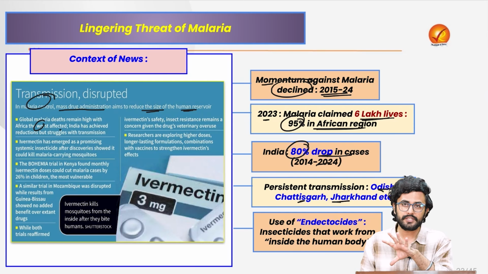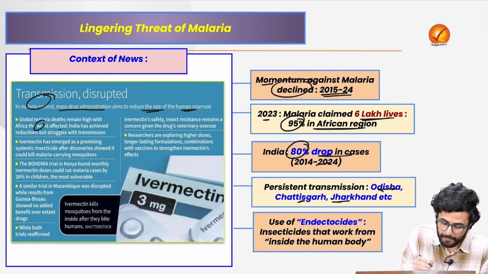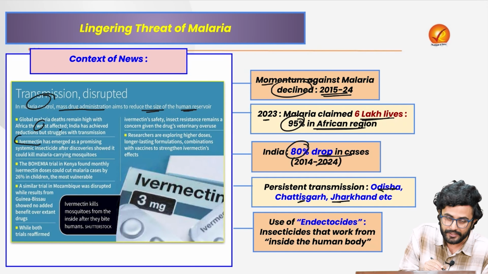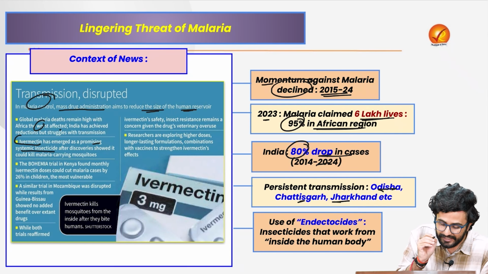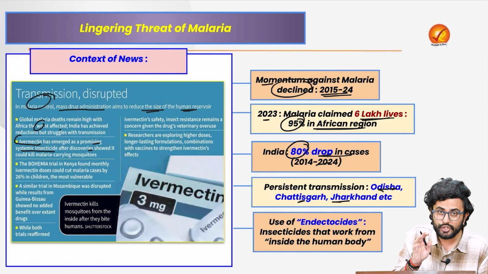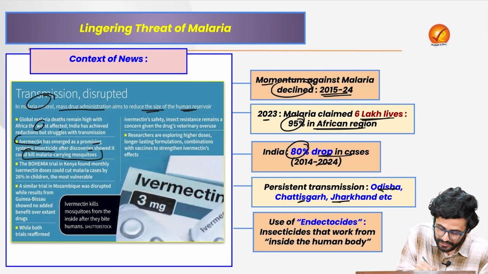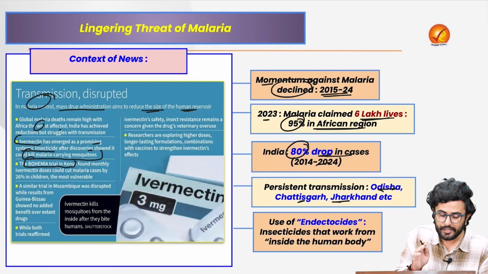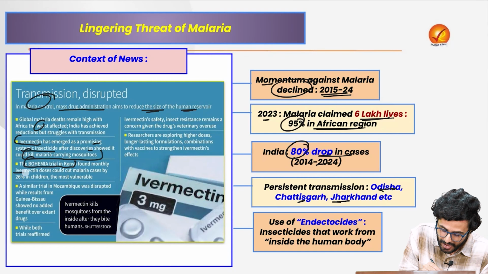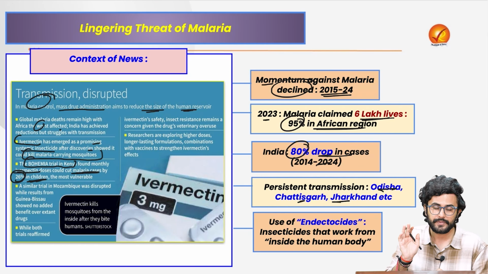So the article today suggests that there is a particular medicine called ivermectin, which has emerged as a promising systemic insecticide after discoveries showed that it can kill malaria-carrying mosquitoes. The Bohemia trial, which was conducted in Kenya, found that ivermectin doses can cut malaria cases by 26% in children.